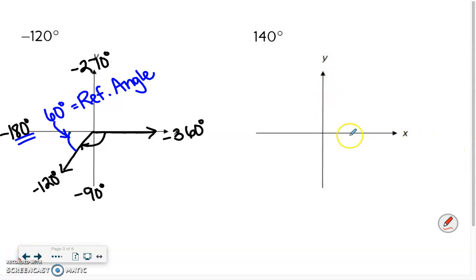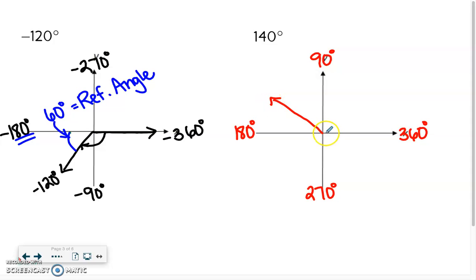All right, 140. So we're going positive again. So we're going to go up this way and around. Okay, 140 is going to be past 90. I don't know, I'm going to guess right about there. Okay, so that would be 140 all the way around to here.